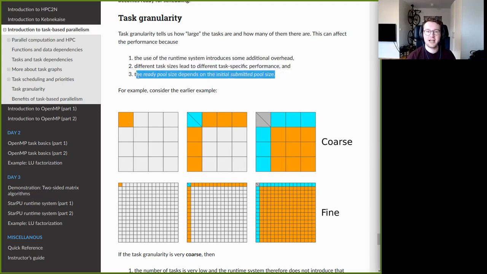And then the third thing is that depending on how many tasks you have, that is going to affect how many tasks are ready for scheduling at any given time.